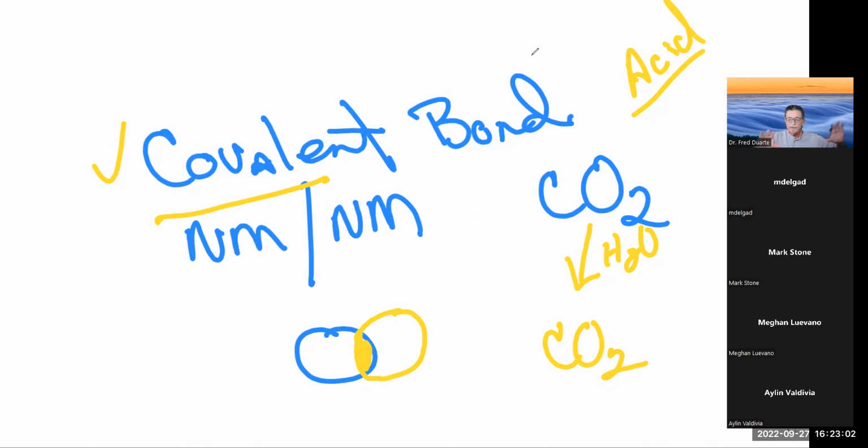And we have to be able to distinguish the difference between an ionic compound and a covalent compound, okay? And that's the main thing. Metal, non-metal combination for ionic; non-metal, non-metal combination for covalent.